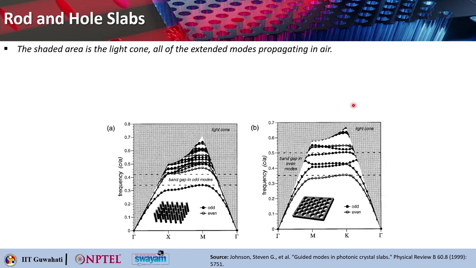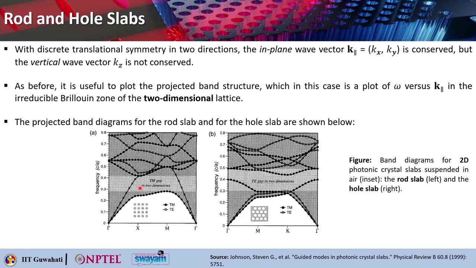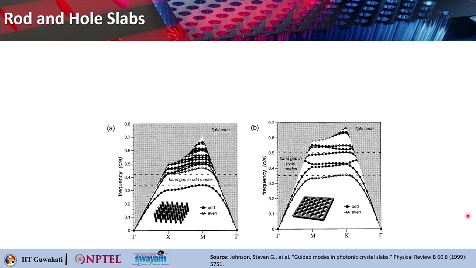Now, as in two dimensions, one is able to decompose the guided modes into two non-interacting classes. The lack of translational symmetry in the vertical dimension, however, means that these states are not purely TE and TM. So in the previous case, you could see that you are able to get a TM band gap in two dimensions for this kind of rod slab, and you are able to get a TE band gap in two dimensions when you have this kind of hole slab. But when you consider the third dimension, that is a finite thickness of the rod or hole slab, that is where things become critical.